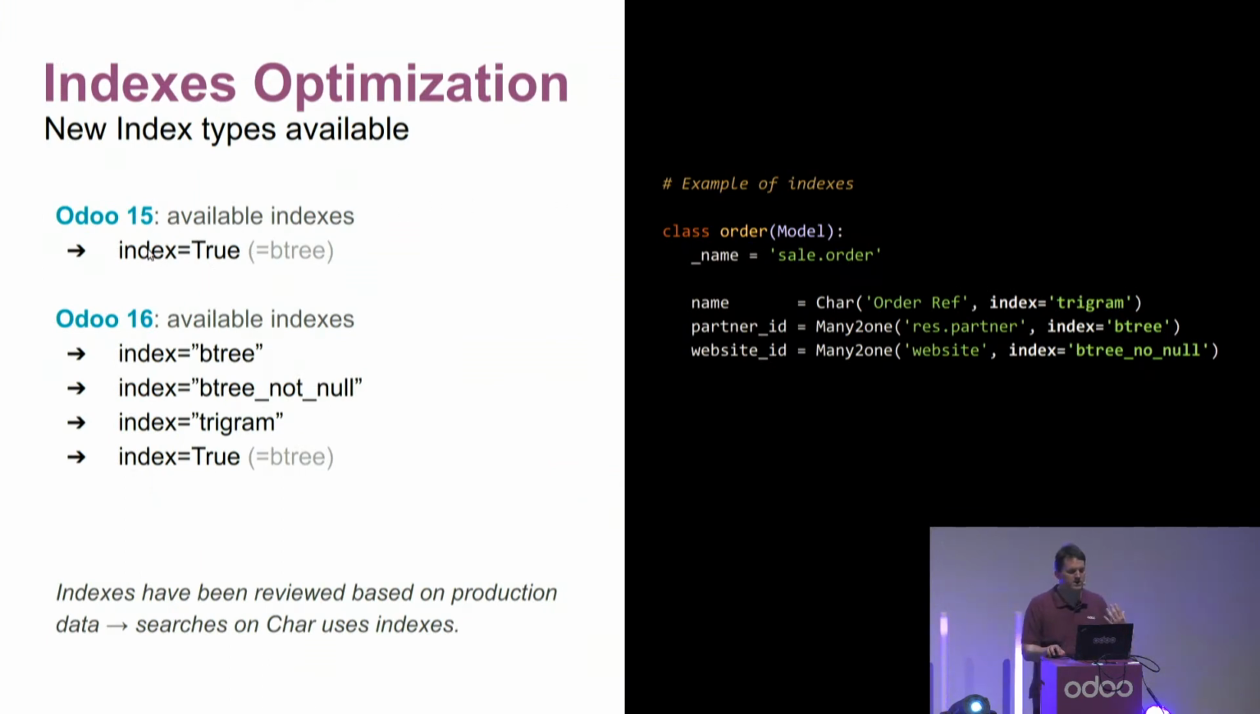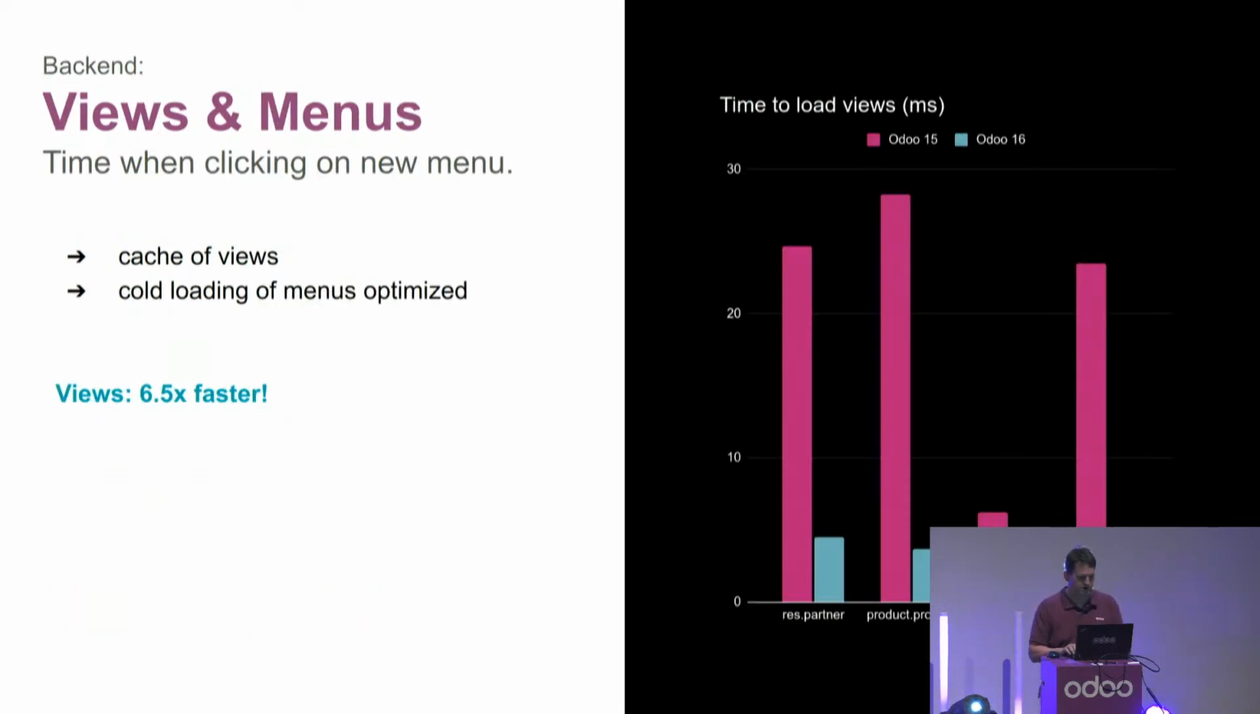In Odoo 15, we only supported index=True. In Odoo 16, we now have different types of index. B-tree, B-tree not null, where we don't index the null values. Trigram, which is much better for looking inside strings, because B-tree cannot be used when you have an ILIKE operator. And of course, you can also create indexes manually for very complex indexes, but that does a lot of the job. And changing these indexes improves most of the operations a lot.